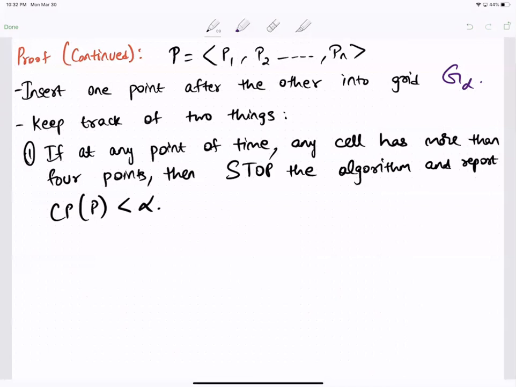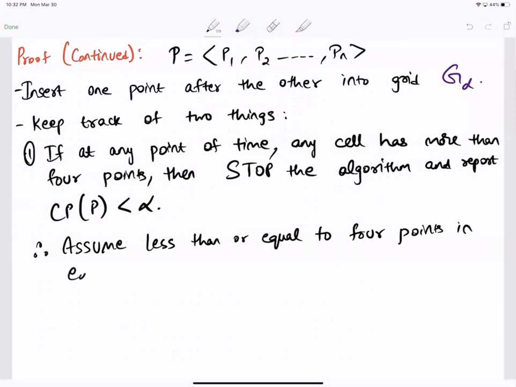Once this happens, we just stop the algorithm. So while the algorithm is running, we can assume there are less than or equal to 4 points in each cell. This should be pretty straightforward to see.